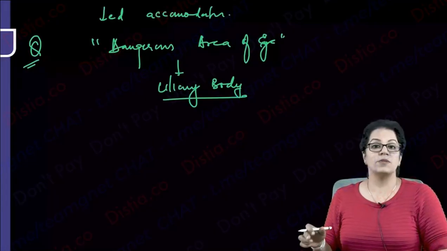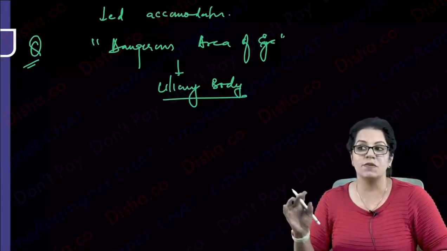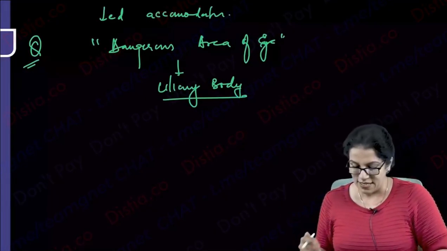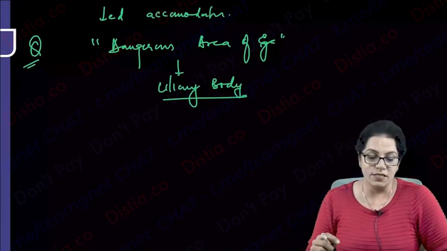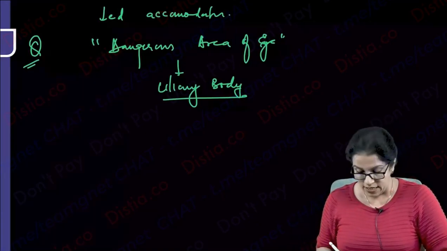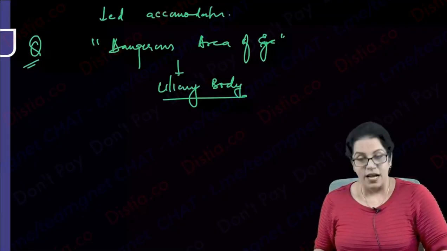Because any trauma to the ciliary body is a big risk of sympathetic ophthalmitis. That is why we call it a dangerous area of the eye. Okay, so how to manage? Right? How will you manage?